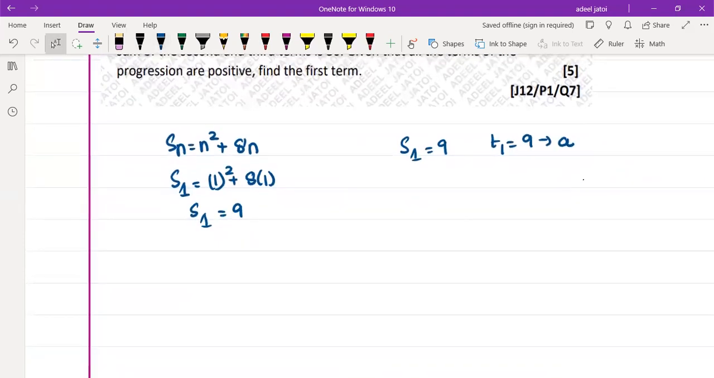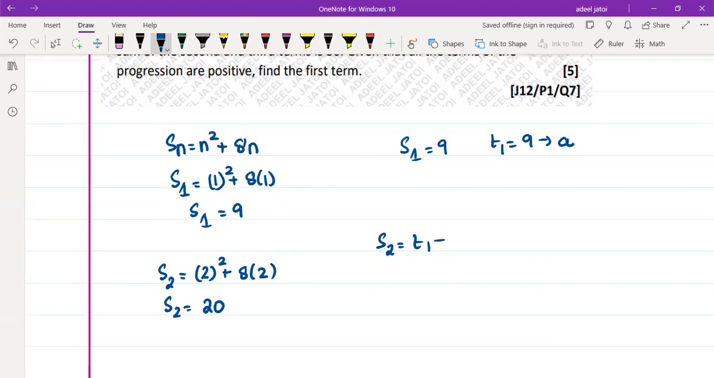So if I find out the sum of two terms, that means sum 1 plus sum 2, term 1 plus term 2. So this should be 2 square plus 8 times 2, which is 20. So this is 20. So the sum of two terms is basically through what? Term 1 plus term 2. So that means 20: term 1 is 9 plus term 2, which means 20 minus 9.